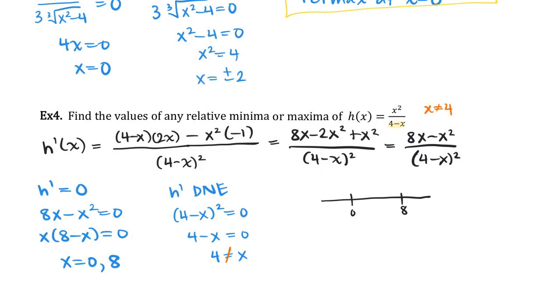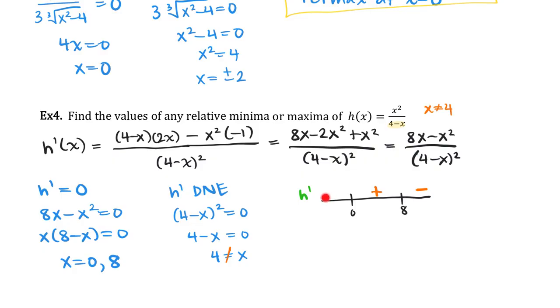Okay, I need to figure out which one's a relative min and max, and then I still need to figure out their actual values. I'm checking in h prime to see if h prime changes signs. So I'm going to pick x as 1. I just do the easiest interval first. If I plug in 1, 8 minus 1 is positive. 4 minus 1 is positive, squared is positive. Okay, let's try higher. How about 10? 80 minus 100 is negative. 4 minus 10 is negative, but then I squared it, goes to positive. So negative divided by positive is negative.